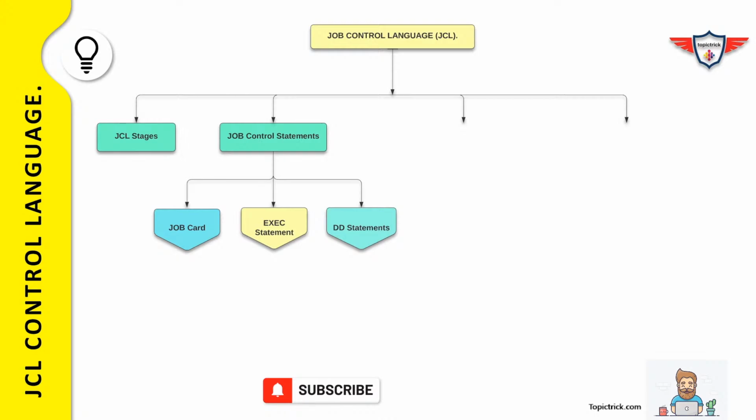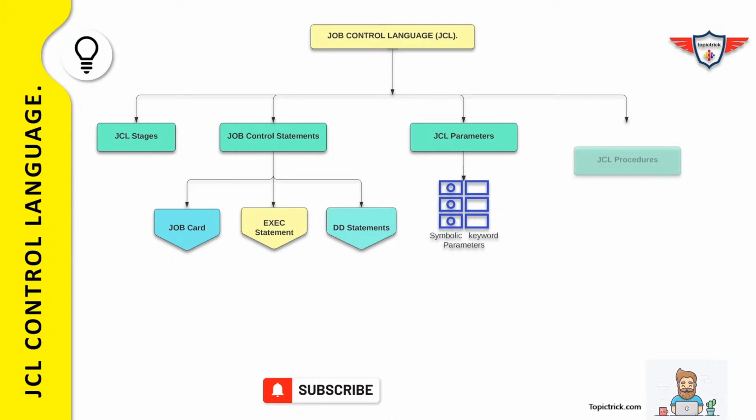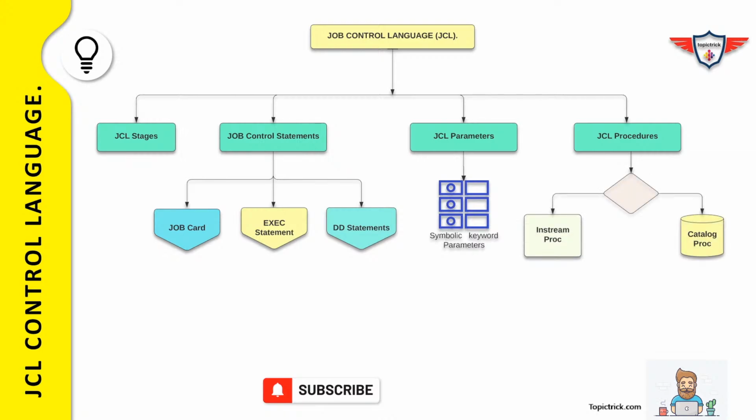After that we will look at the different coding rules which are applicable when you write a JCL. Then we will look at JCL parameters, which include both positional and keyword parameters. In fact, we will look at a couple of important parameters that are used when you are writing your JCL. After that, we will also look at JCL Procedures. In this section, we will focus on instream procedures and catalog procedures, and how to override the parameters using the SET statement.